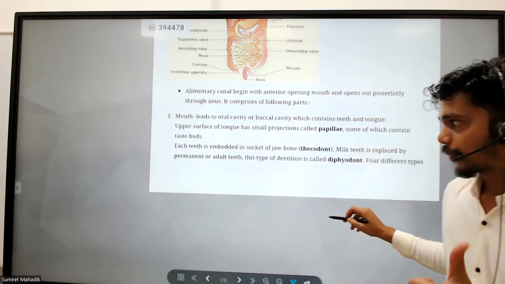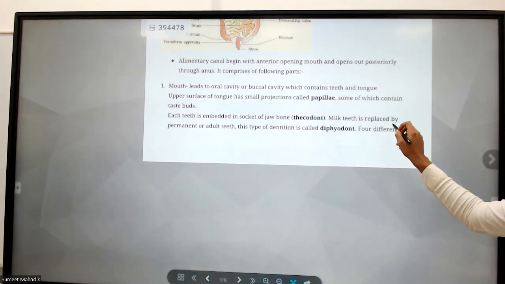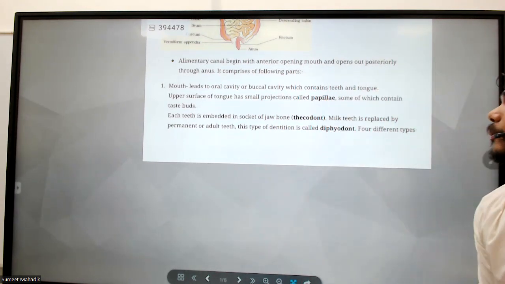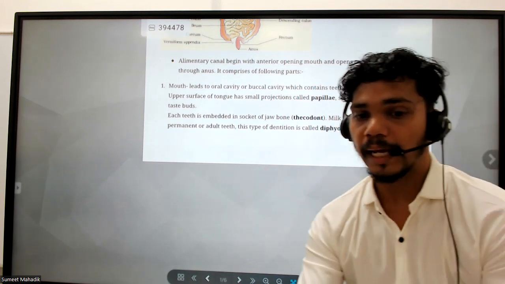Now, each tooth is embedded in a socket of the jaw, that is called thecodont. Milk teeth are replaced by permanent or adult teeth, and this type of dentition is called diphyodont. Okay, there are 4 types of different teeth.